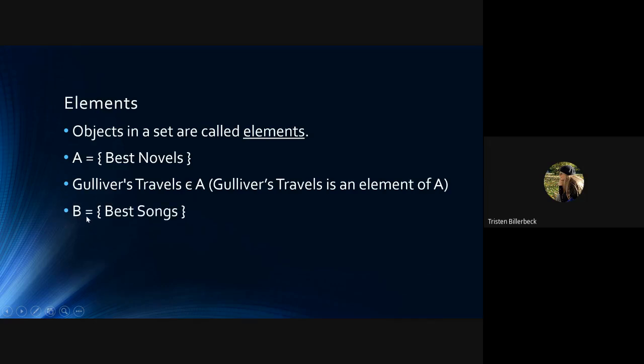Okay, with set B, it's the set of all best songs. So the set A is not a member of set B. So A is not an element of B. Sorry, A is not an element of B. Good thing I wrote out what it really means. I even get confused. So that's why you might want to go over this a little bit more on your own.